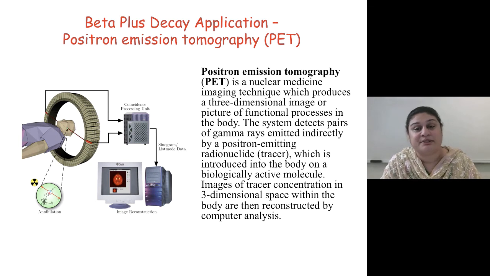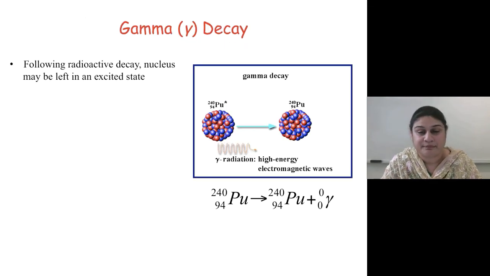For example, PET, or positron emission tomography, is a very well-known example of beta plus decay. It is used in nuclear medicine as an imaging technique which produces a three-dimensional image of a functional process in the body. The system detects pairs of gamma rays emitted indirectly by a positron-emitting radionuclide, or tracer, which is introduced into the body on a biologically active molecule.